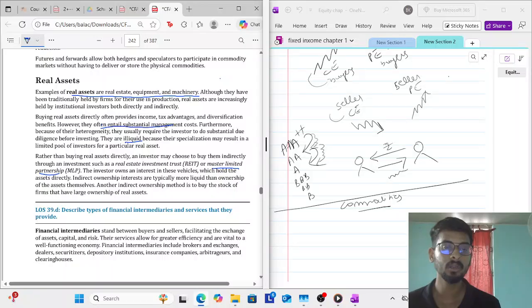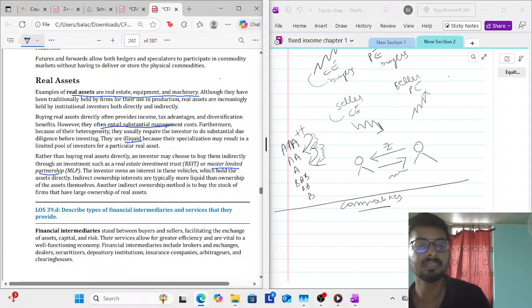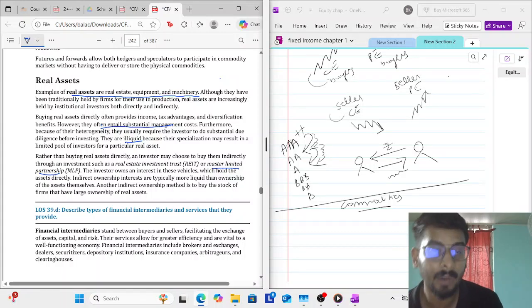New learning we have got: the investors own an interest in this vehicle, which holds the asset directly. Indirect ownership interests are typically more liquid than ownership of the assets themselves. Another indirect ownership method is to buy the stock of firms that have large ownership of real assets. Simple as that, nothing much complicated.